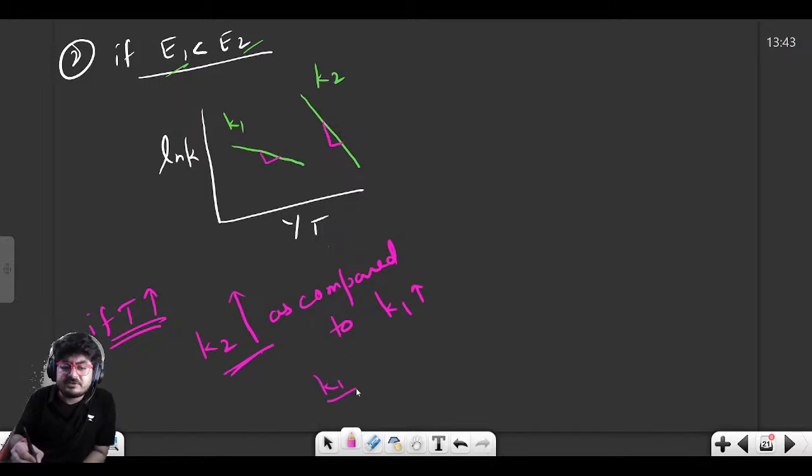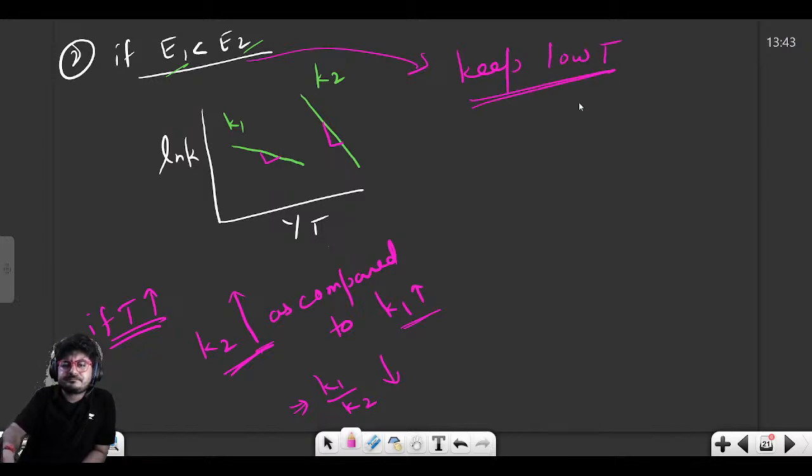So ultimately, because of this, you can understand the value of this ratio will decrease, which is not good for us because the denominator is increasing more. The percentage change in the denominator is high as compared to the percentage change in K1. So that's why in this type of scenario, we will keep low temperatures. Because if temperature is low, the percentage change in K2 value will be more as compared to the percentage change in K1 value.